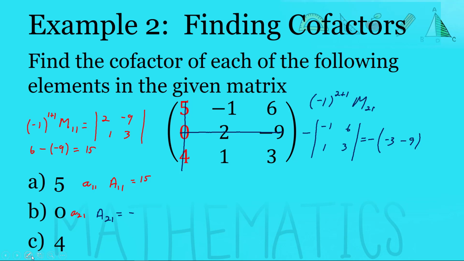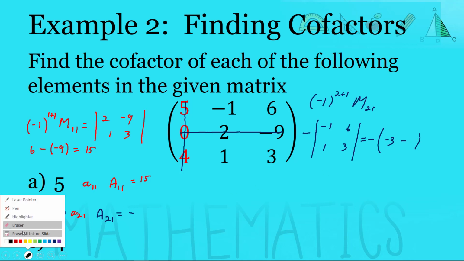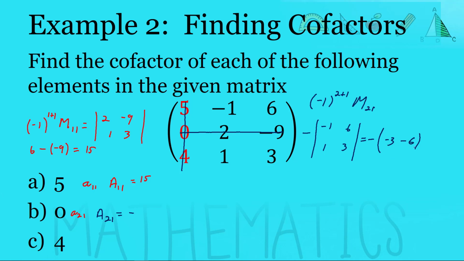Well, actually, I got ahead of myself. -1 times 3 is -3, minus 6 will be -9, but we're not quite there yet. This is going to be 6. That is going to be -9, or 9. So this is equal to 9.